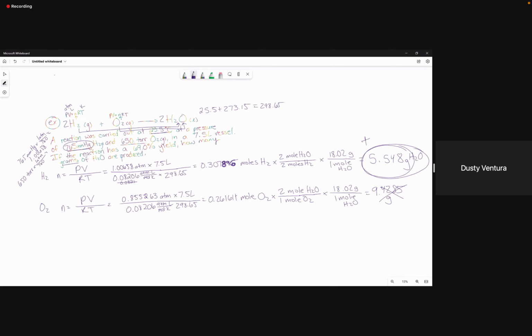5.548. All right, so this is our theoretical. Watch this. To get my actual, I multiply it by my percent, so times 0.69. And my actual yield of water that I can make from this gas phase reaction is 3.83 grams. I was looking for sig figs and it looks like it should be 3 sig figs based on the question.